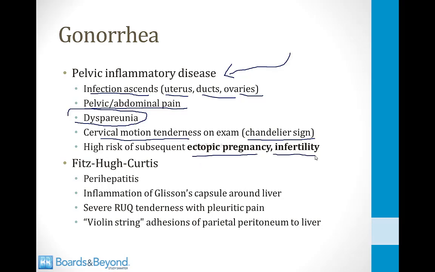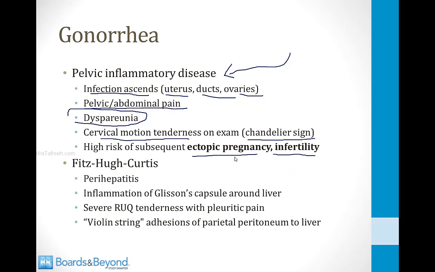So if you see a young woman who's infertile, one thing you should think of is that she may have previously had gonorrhea. Same thing if you see a woman who has an ectopic pregnancy, she may have previously had a gonorrhea infection that clogged up her ovarian ducts and caused her to have an ectopic pregnancy.